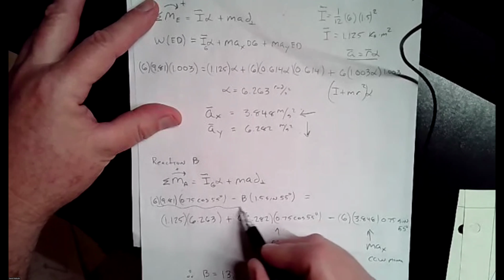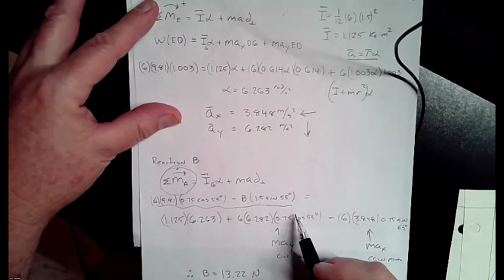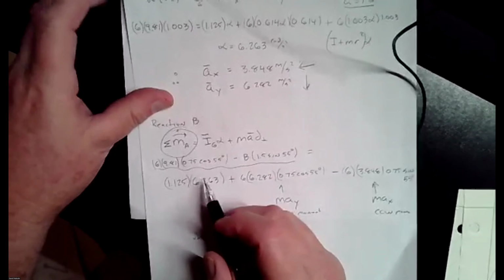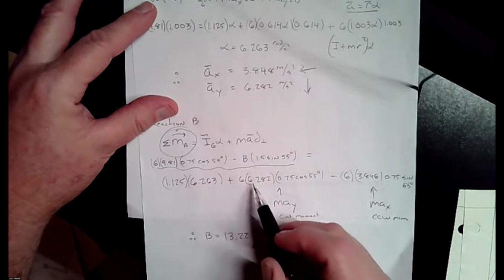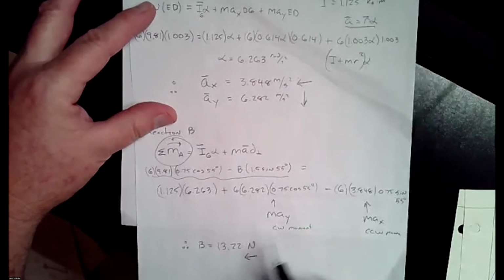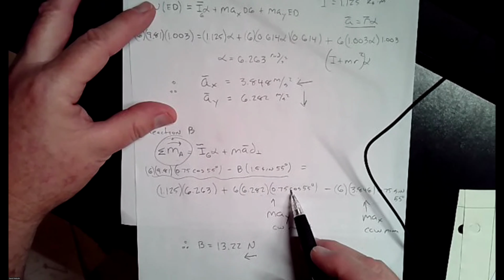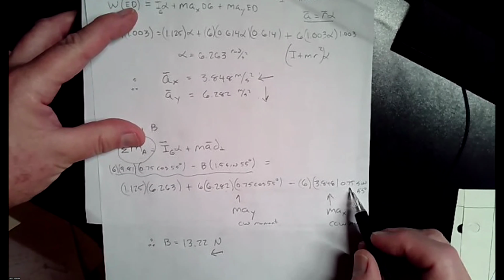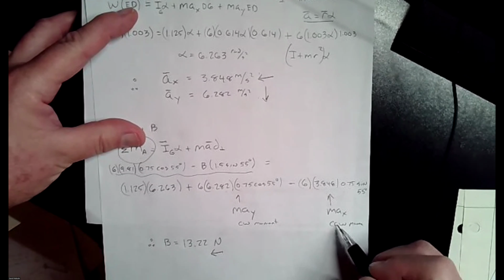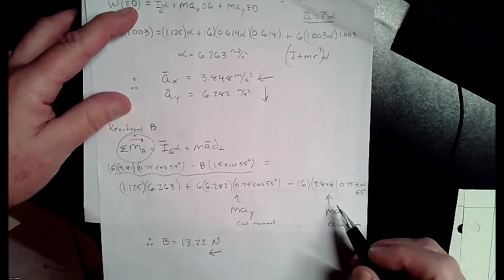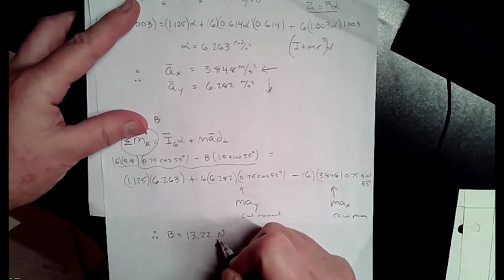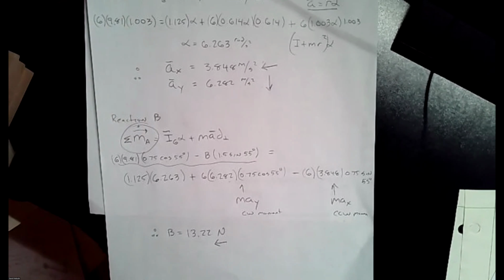So this here is that. This down here is all of this. So I have the I alpha, which we have. Then I have mass times acceleration in the y times its distance, and mass times acceleration in x and its distance. And it turns out to form a counterclockwise moment. And since my positive is clockwise, I make that negative. And then I solve for B and I'm done. 13.22 newtons. And there you have it. Not so bad.